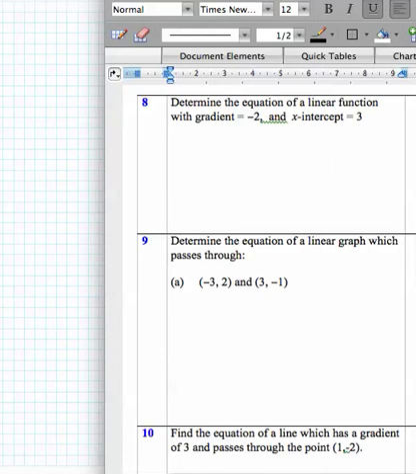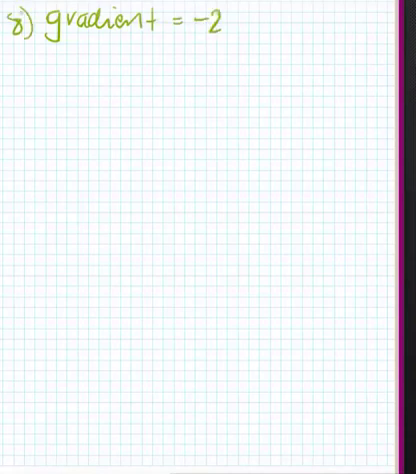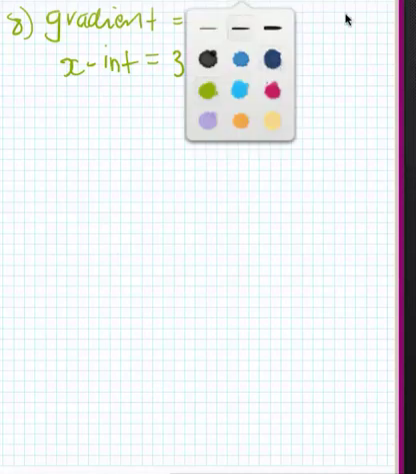When we get to question 9, you'll see what will happen. All right, so we'll start question 8. It tells us a gradient of -2, so m is equal to -2. And the x-intercept is +3. That was given to us. And now all we have to do is figure out, okay, what do we have so far?